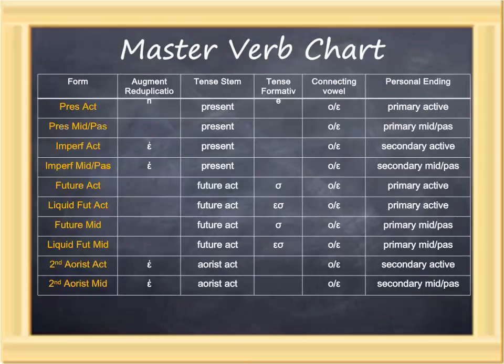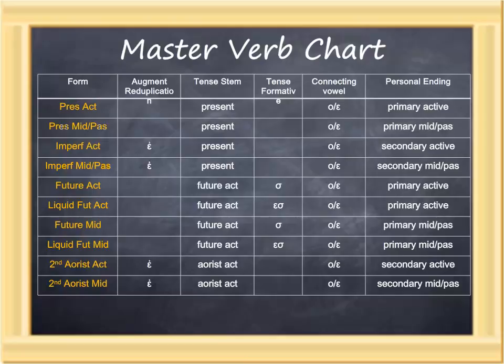So far we've learned the following tenses of the indicative: the present active and middle passive, the imperfect active and middle passive, the future active, the liquid future active, the future middle, liquid future middle, the second aorist active, and the second aorist middle. As we've been trying to illustrate throughout this course, Greek verbs consist of a combination of parts that go together in unique combinations to create the various tenses.